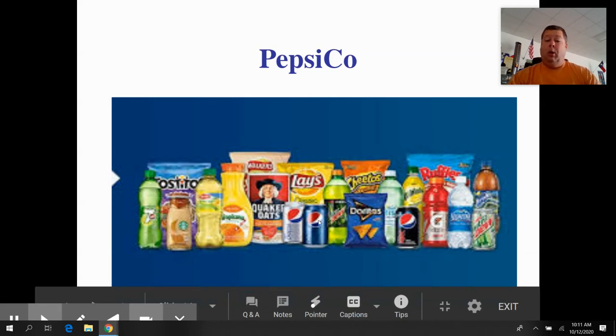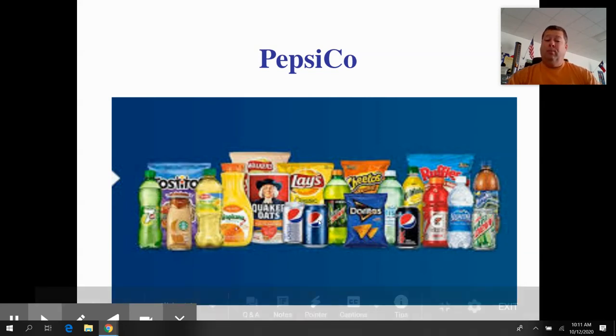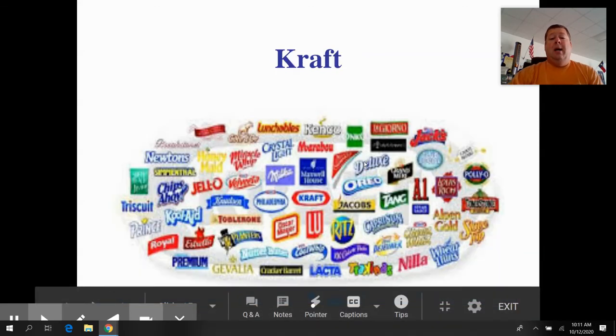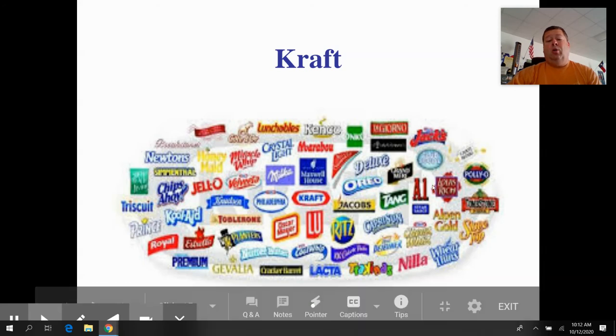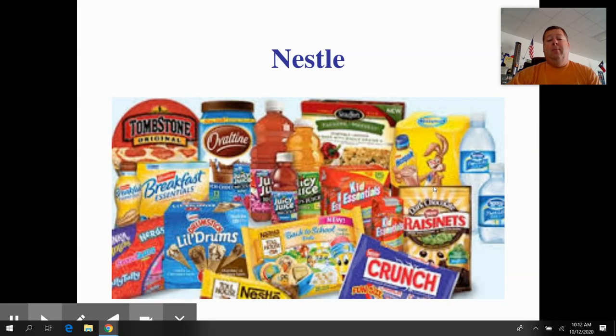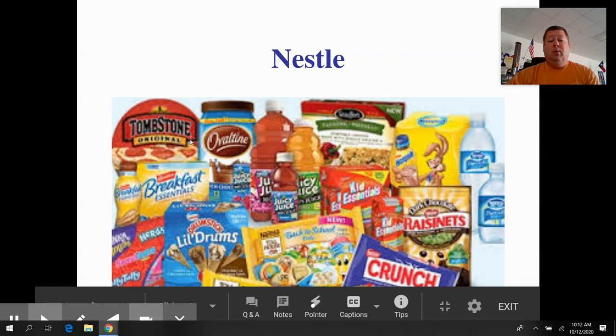Again, Pepsi, Coca-Cola, very similar products, but they're different, obviously. Here's Kraft. You see just some of the Kraft umbrella here: Oreo, Tang, premium crackers, Kool-Aid, Chips Ahoy, Newton's, tons of different ones. DiGiorno Pizza is all Kraft products there. Here's Nestle. You see Tombstone Pizza.